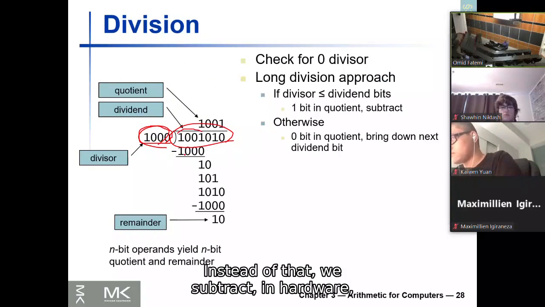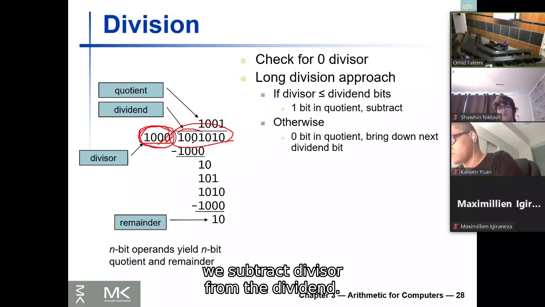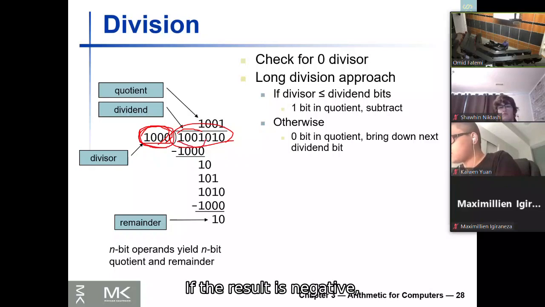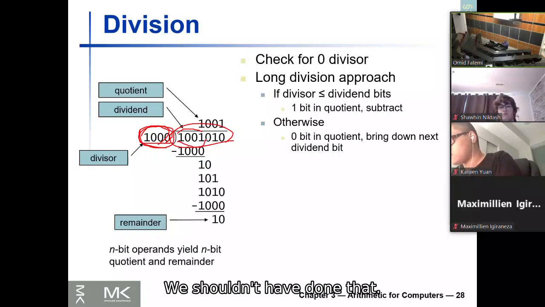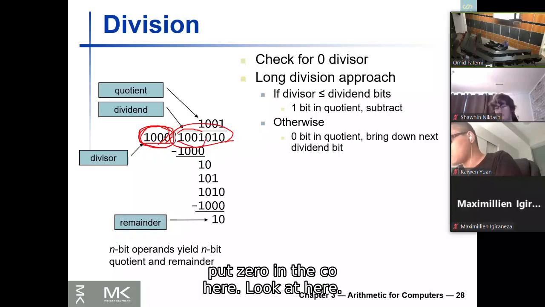Instead of that, we subtract in hardware. We subtract divisor from the dividend. If the result is negative, it means that it was not less than dividend. So we shouldn't have done that. We put it back again, we add it back again, and put 0 in the quotient.